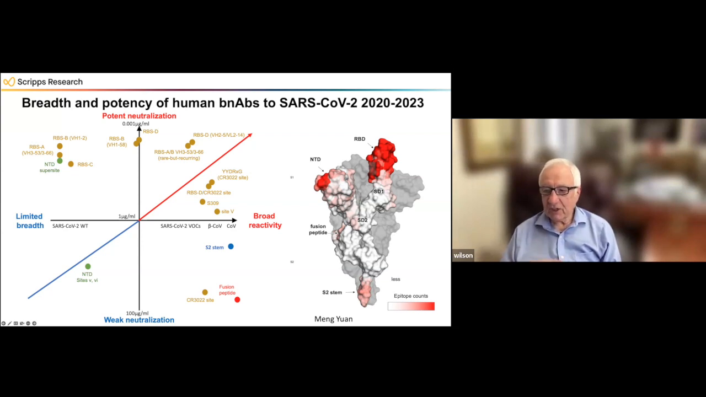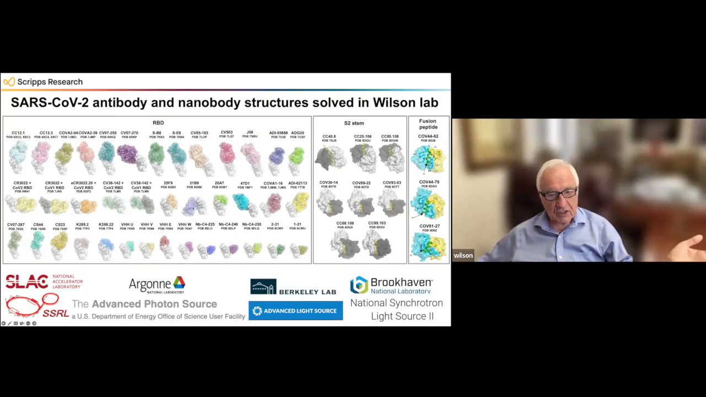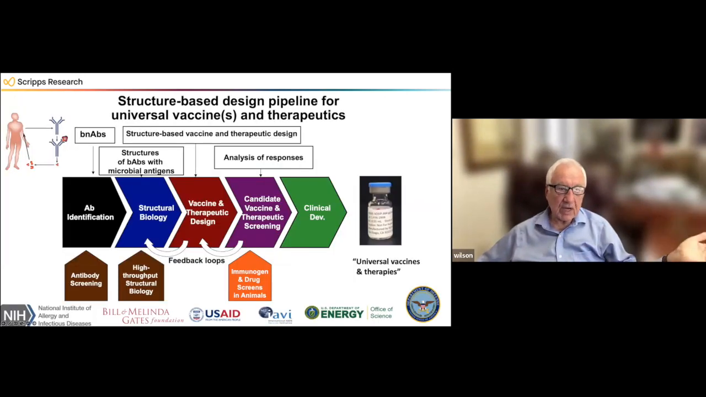This is where we should keep going, trying to figure out whether we can target these more conserved regions and prevent SARS-CoV-2. So these are the antibodies that we determined. Thanks to all of the synchrotrons, we could not have done this if they had not remained open. We've done a lot of different antibody structures to the RBD, to the stem, and to the fusion peptide. And we set up this vaccine pipeline a number of years ago.